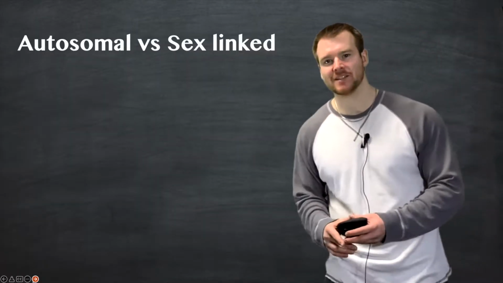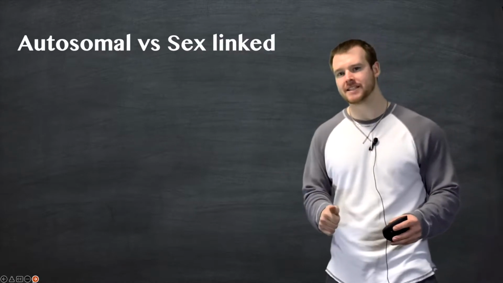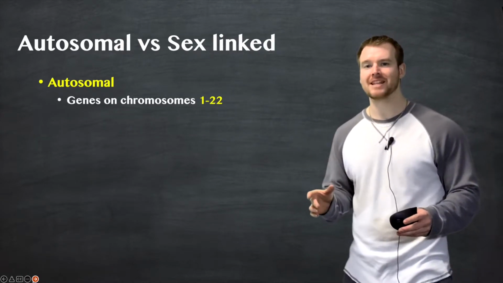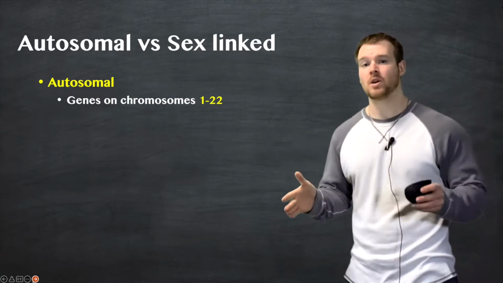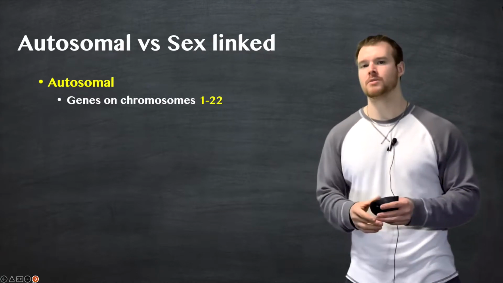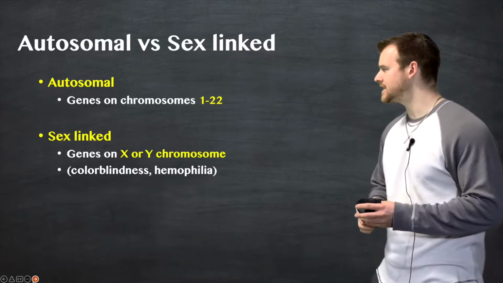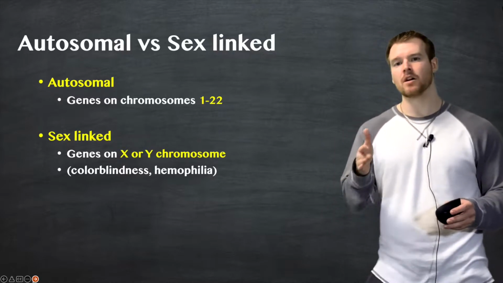So in today's lesson we're going to talk about autosomal versus sex-linked traits. The difference is that an autosomal trait has its genotype, or the gene, on chromosomes 1 to 22, most of the chromosomes. Our other type, sex-linked traits, is when the genetic code for a gene is on the X or the Y.